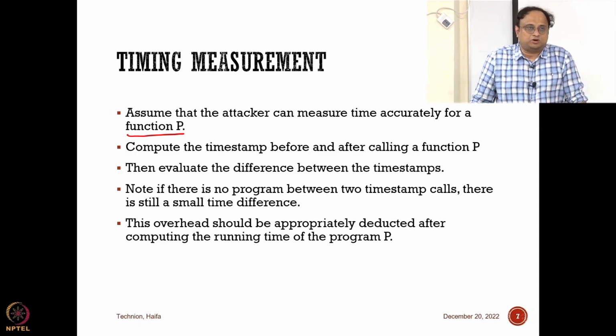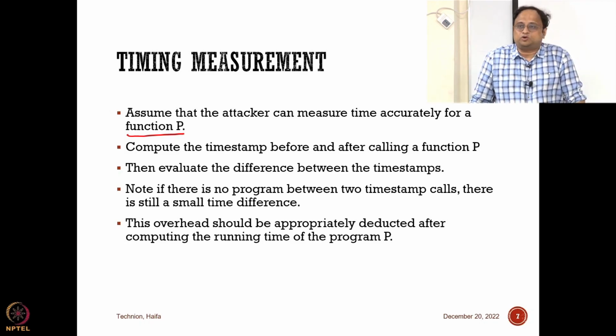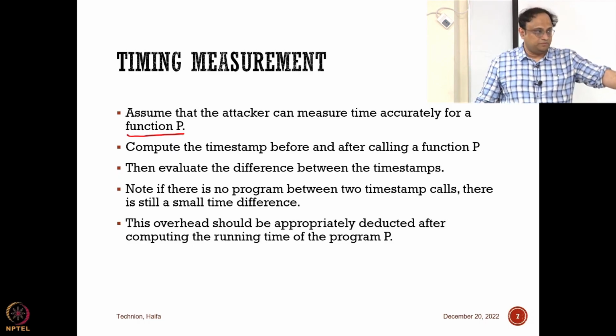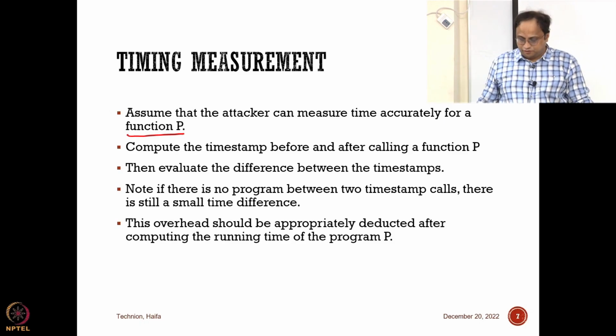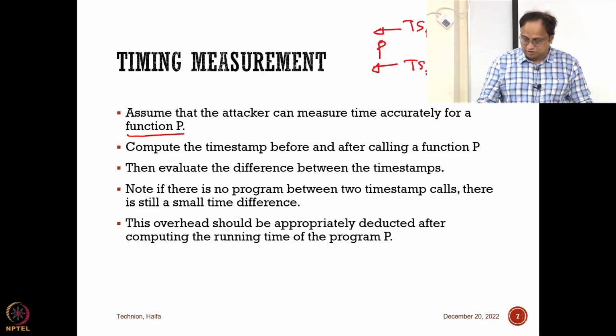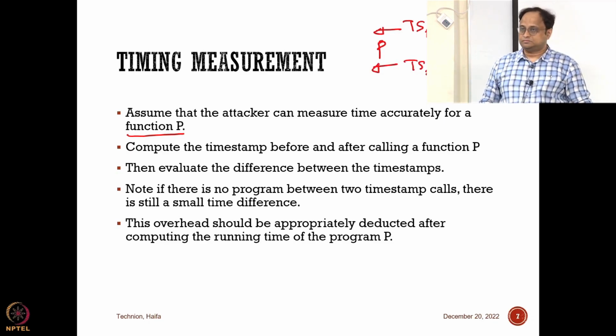For this, any method is okay, but we will be using a specific code snippet, because we want to measure this timing very, very accurately. We will compute a timestamp before the function call and a timestamp after the function call, and then measure the difference of these two timestamps. So if there is a function p, I will have a timestamp here, call it ts1, and another timestamp here, call it ts2, and the time will be the difference, ts2 minus ts1.